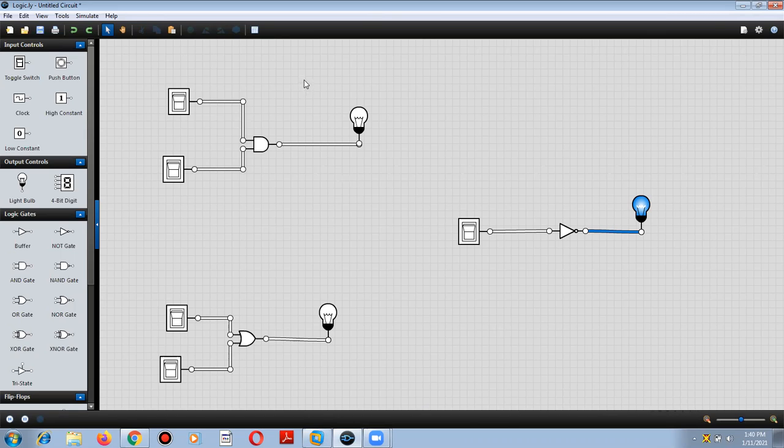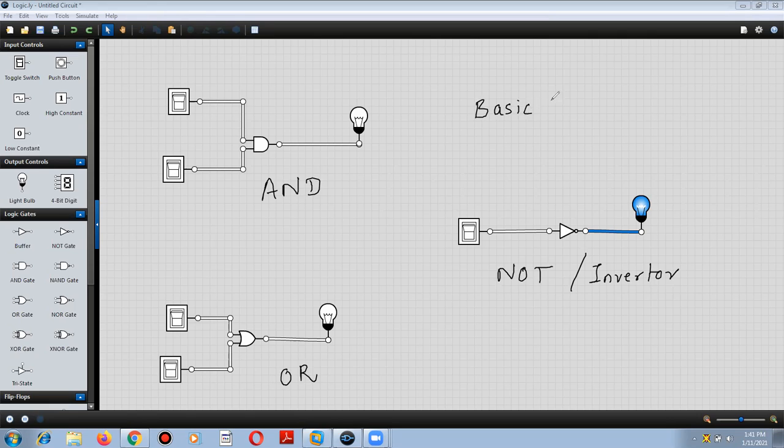So I have already, you can see on the screen, the various kinds of basic gates. This is AND gate, this is NOT gate, it is also called an inverter, and this is OR gate. So basically these three gates are called basic gates. Now let us see the truth table and verification of each and every gate.